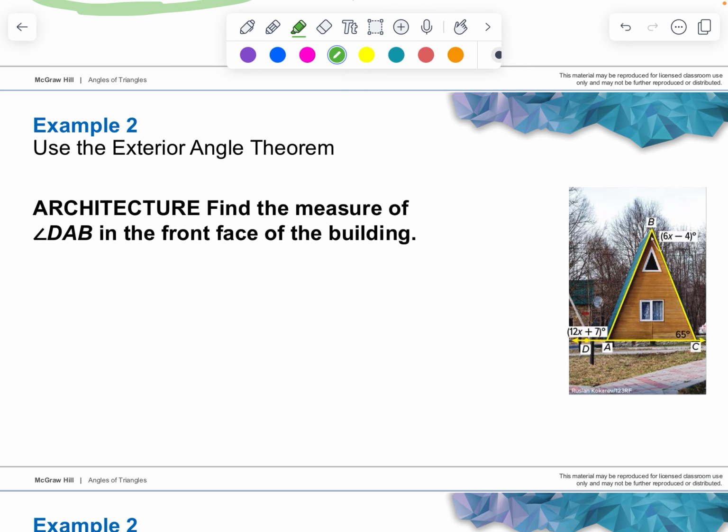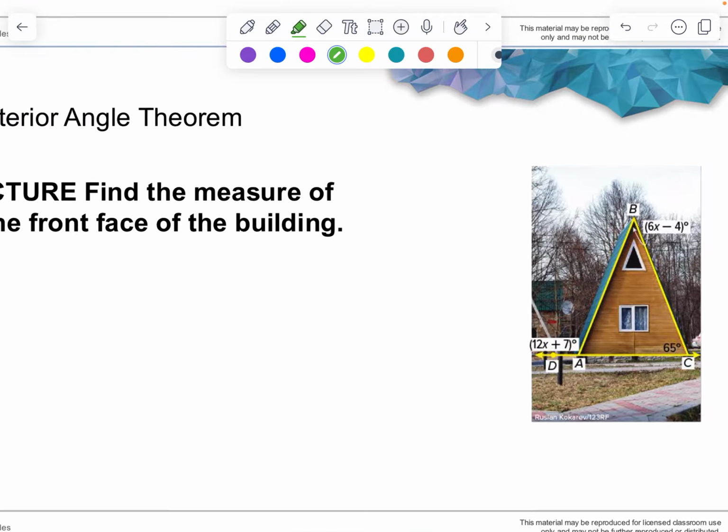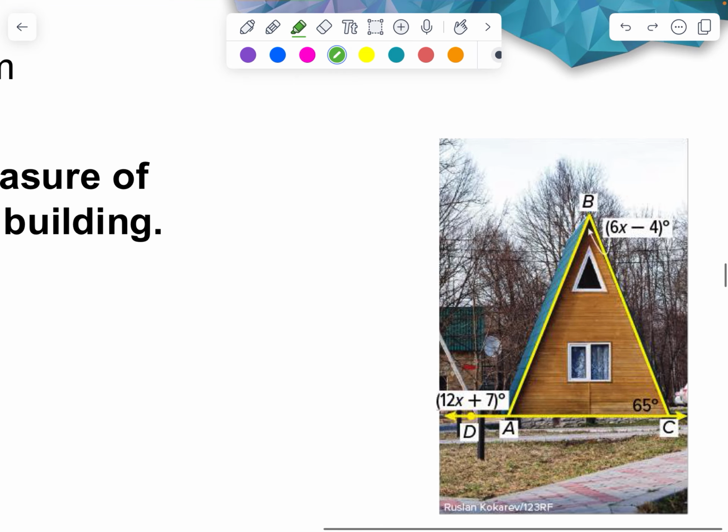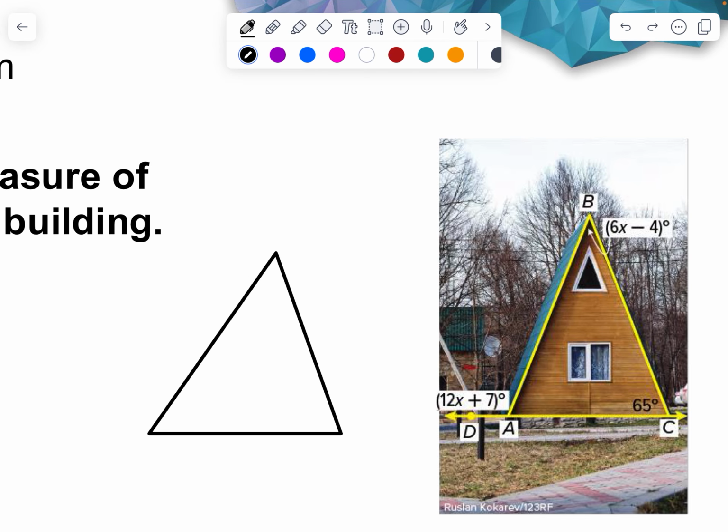So we need to find the measure of DAB in the front face of this building. So we are on page 3 of your notes there. If we zoom in and look at this, DAB is our exterior angle. I am going to redraw my triangle here. Okay, I've got D, A, B, and C. I've got 65 degrees down here. This is 6x minus 4, and this is 12x plus 7. All right.